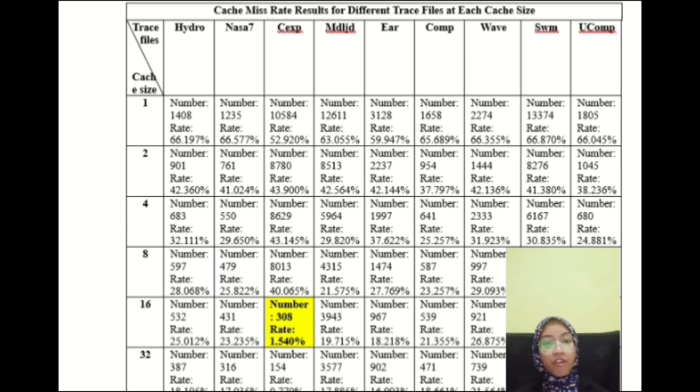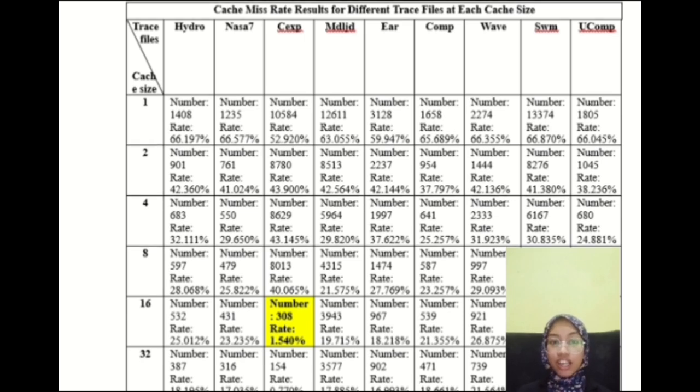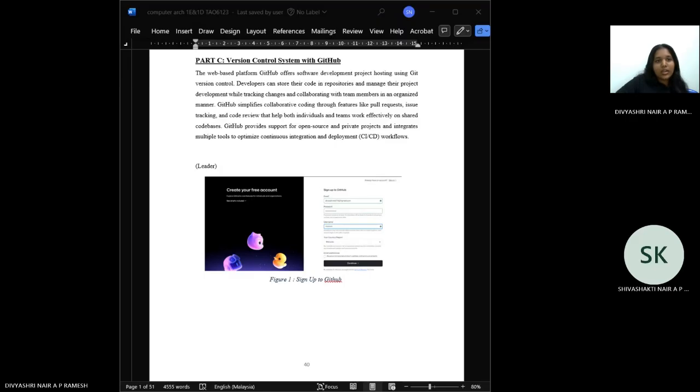set size. Therefore, increasing cache size improves system performance, especially in the early stage. The performance gain can become minimal beyond a critical point, and finding the optimal cache size is the key to balancing performance. Okay, let's move on to GitHub.